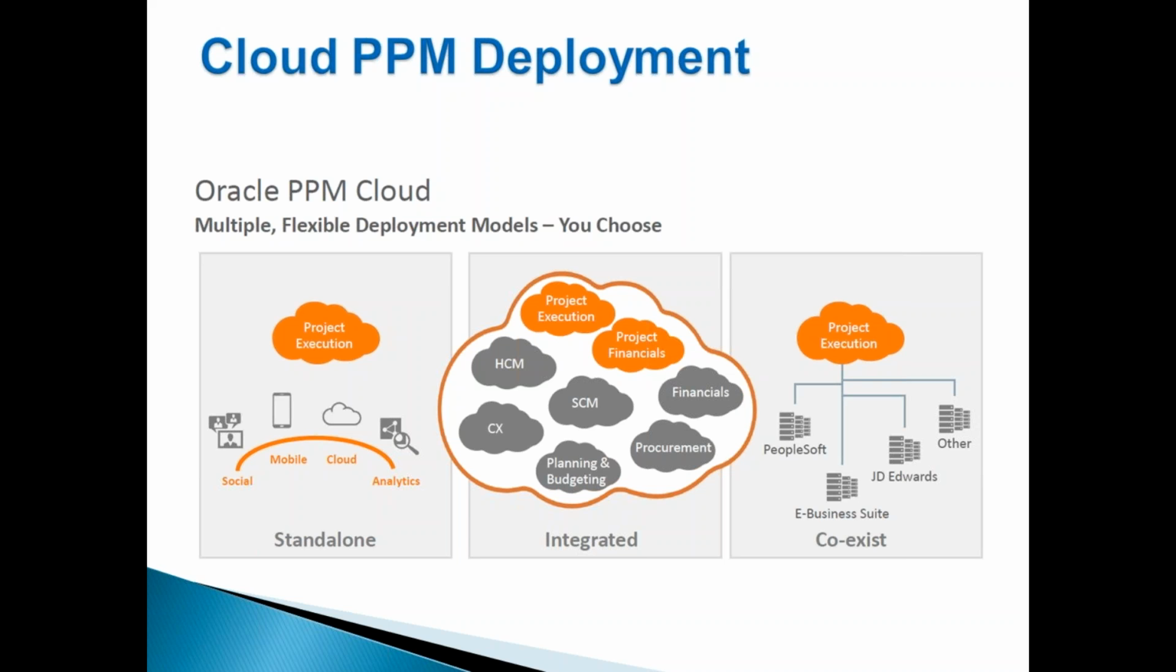So within the integrated model, where we have project financials, which is highlighted in orange, and then you have the regular financials, which is highlighted in gray, what is the relationship between those two financials? If you can please elaborate. Okay.